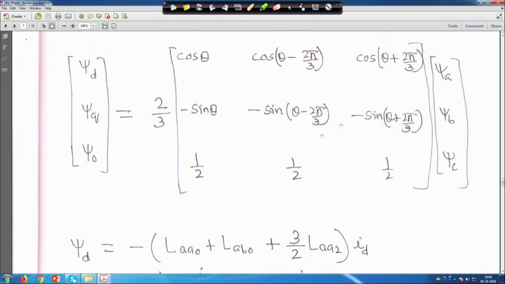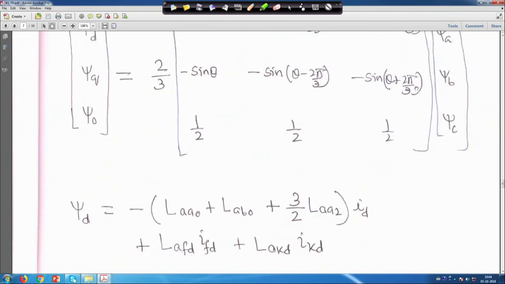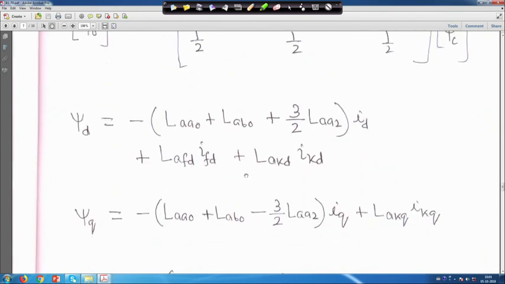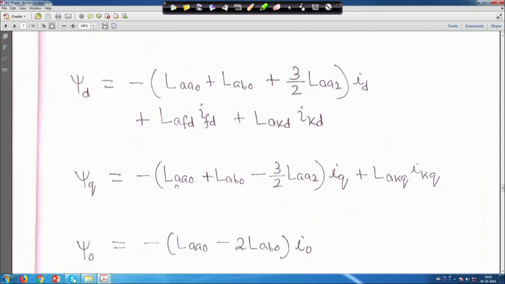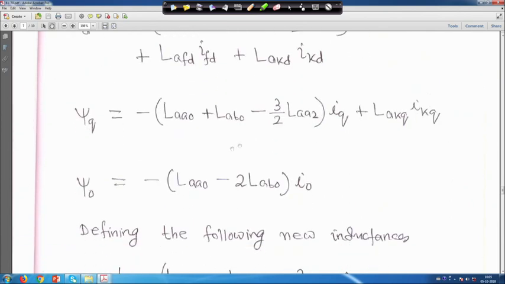Only thing is that from previously we have derived psi a, psi b, psi c in terms of all these things; you put it here and simplify, and you will get this equation. Similarly, psi q will become minus (L A 0 plus L A B 0 minus 3 by 2 L A 2) I q plus L A K Q I K Q. Similarly, psi 0 will be minus (L A 0 minus 2 L A B 0) I 0.